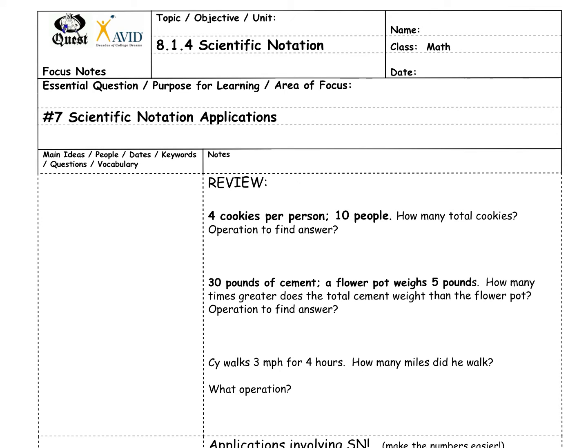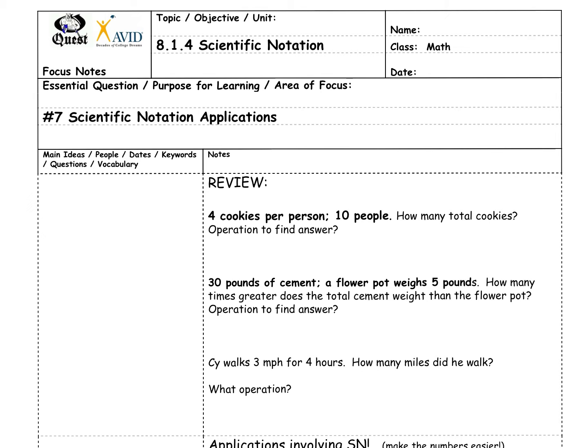Today's lesson is on scientific notation application problems. So, taking what we know about adding, subtracting, multiplying, dividing in scientific notation and applying them to story problems. It's really the same as a normal word problem, we just want to make sure we don't overthink this. So, start with this review.